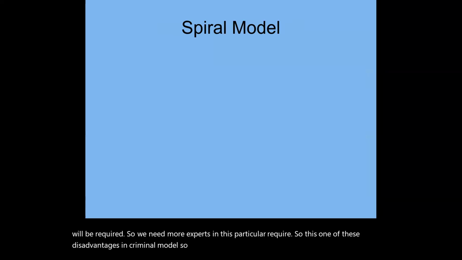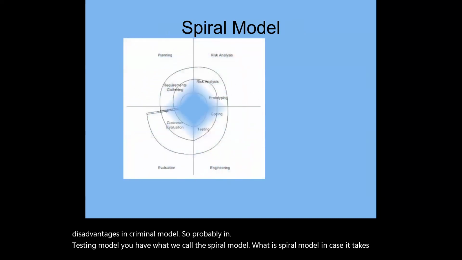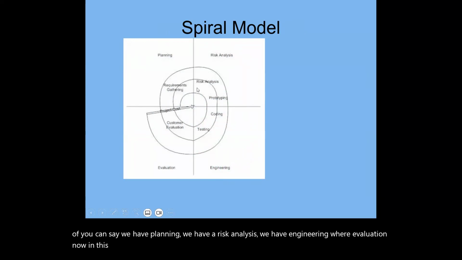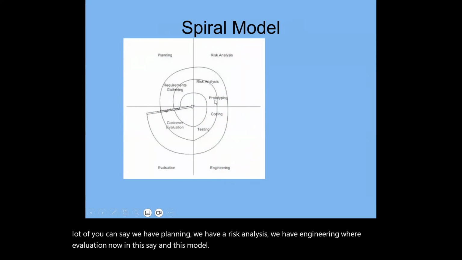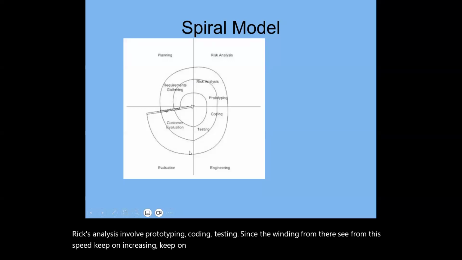So finally, in testing models, you have what you call the spiral model. What does the spiral model entail? You can see we have planning, risk analysis, engineering, and evaluation. In this model, risk analysis involves prototyping, coding, testing. See the winding. From there, you see the spiral keeps on increasing, keeps on winding. So I call it spiral. But it's not frequently used in the industry.